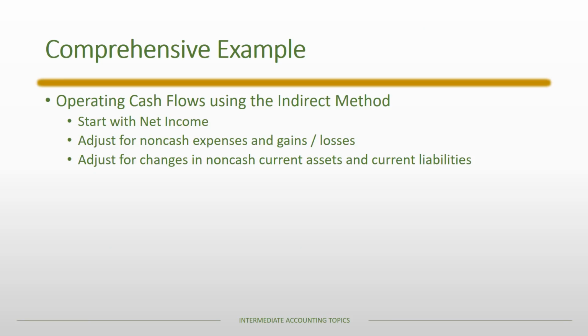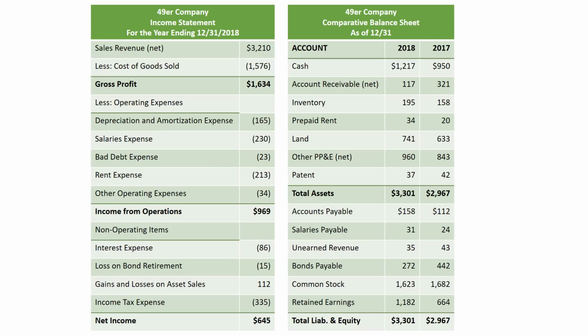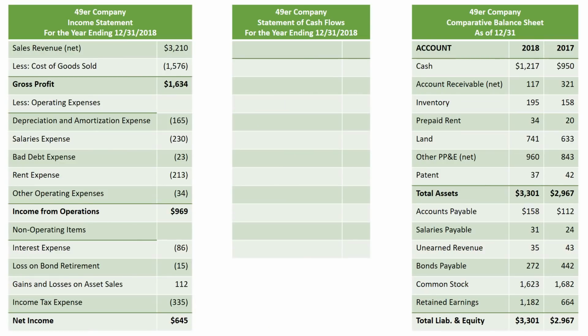From that example, we're going to do the operating section using the indirect method. You start with net income, then adjust for non-cash expenses, gains, and losses, and then look at any changes to non-cash current assets and current liabilities. So we have our two financial statements, and from that we're going to start into the operating section of the statement of cash flows.